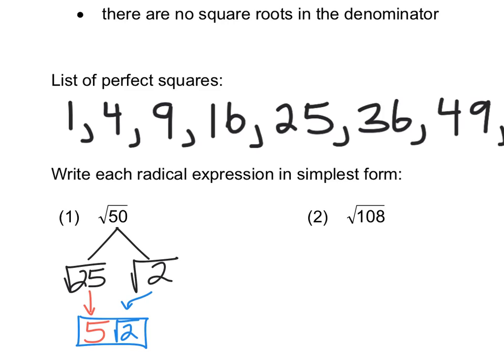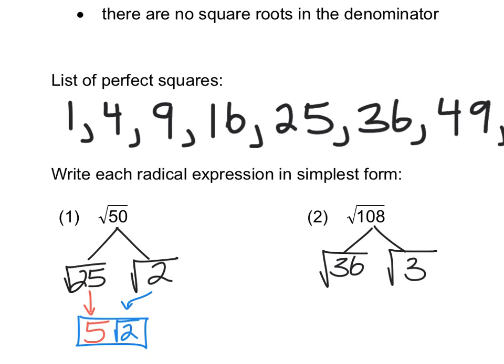All right. So then we get to 108. 108 is a little trickier. We want to think of a perfect square number that divides evenly into 108, understanding that there could be multiple perfect squares that divide evenly. 36 is the best one. 36 times 3. All right.